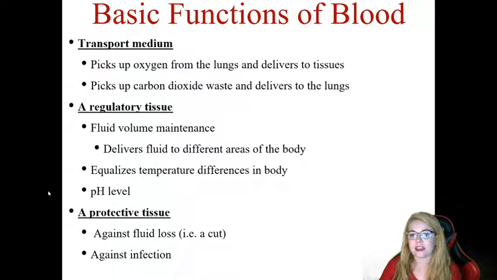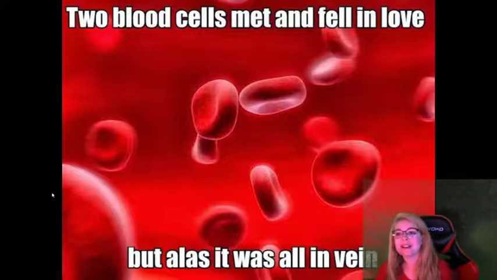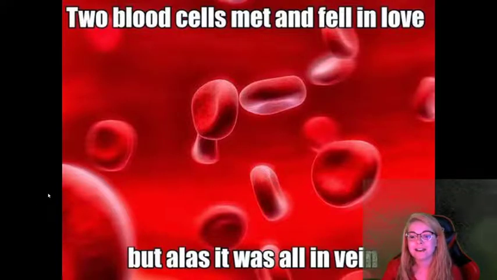Okay? And it wouldn't be a slideshow without some corny jokes, and I'm bored, so I found this meme. It says, 2 blood cells met and fell in love, but alas, it was all in vain. Okay, so some science humor to break up the monotony here of the cardiovascular system.